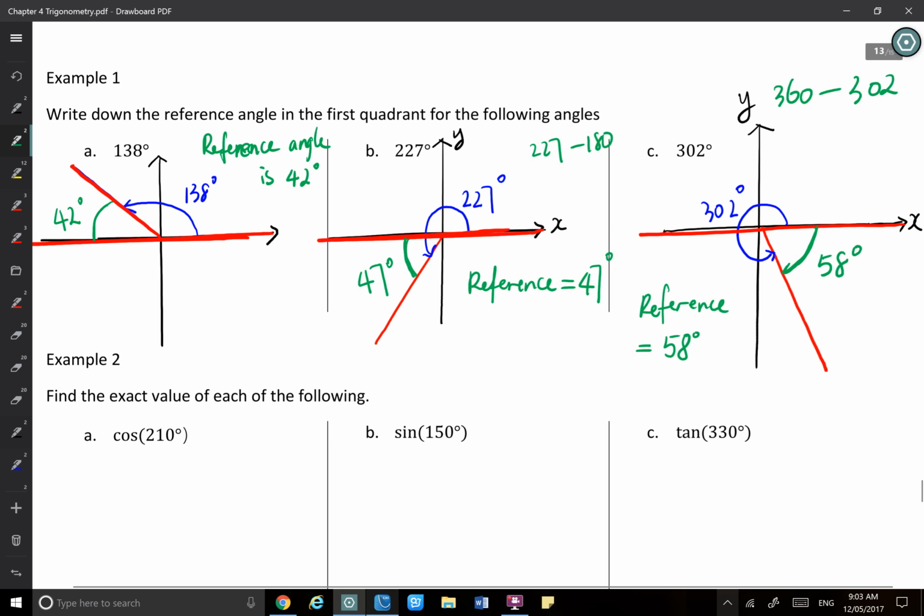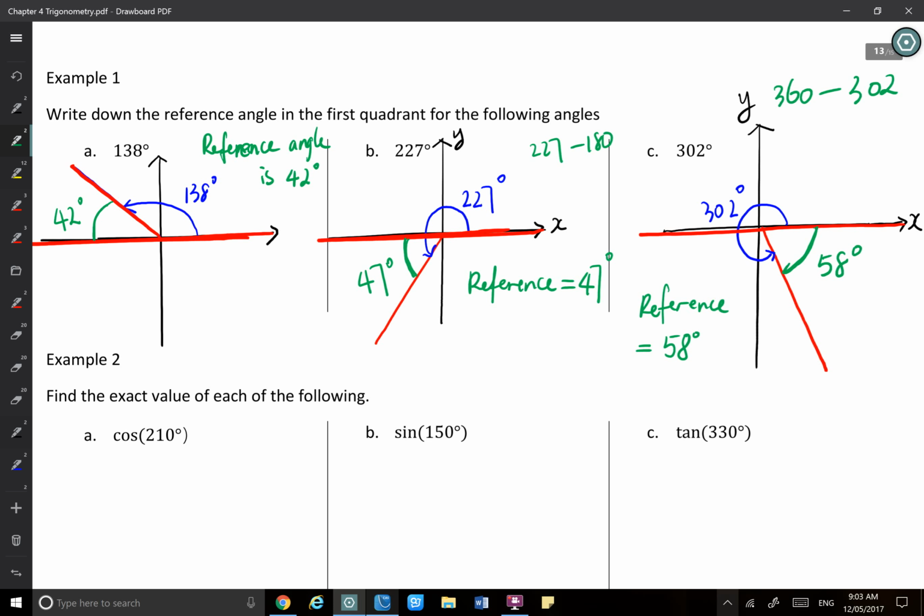Okay, so why do we need to find the reference angle? It's not only for fun, okay? Not just to say what the reference angle is for this big angle. We want to evaluate something. We don't just find it and keep it there. So this is step one, finding reference angles.